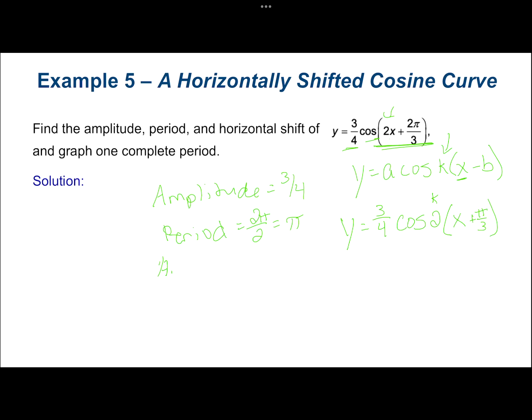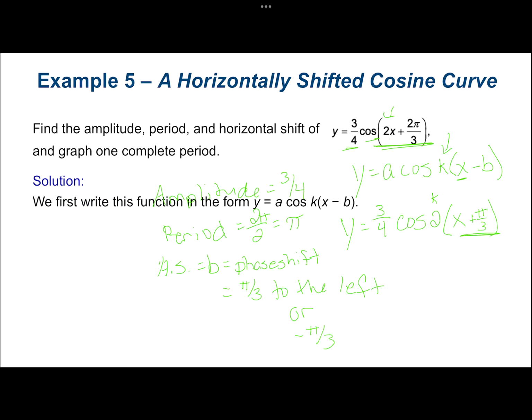And my horizontal shift, which we call b, also called a phase shift, you'll hear that word a lot more in next class. Over here we're plus pi over 3, so you can say pi over 3 to the left, or you could just tell me it's negative pi over 3, because that means it's moving to the left since it's a negative number. And then you could plug that in to graph it.